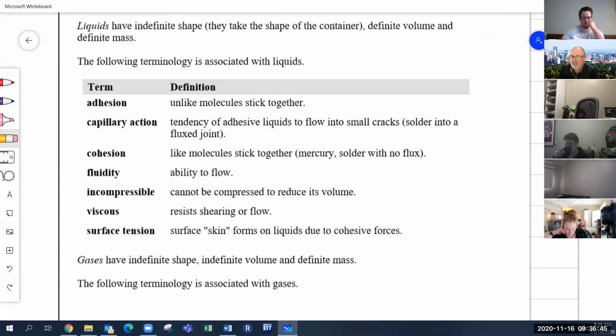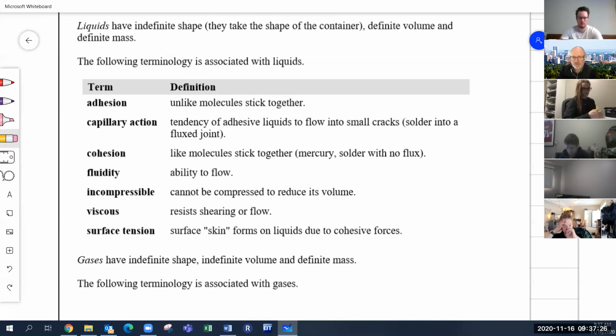Cohesion is when like molecules like to stick together. Mercury, for example, is very cohesive. It's like the T-1000 Terminator, the liquid metal guy. It's like mercury. Have you ever played with mercury before? No? It's dangerous. Don't play with mercury. Don't eat it. Don't put it in your mouth. Don't play with it in your hands. It's toxic material. We'll talk a little bit more about mercury and its properties coming up.